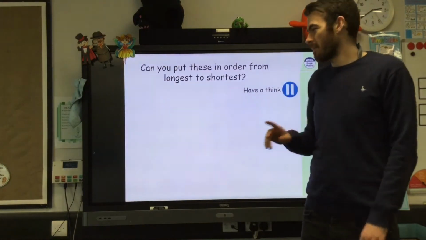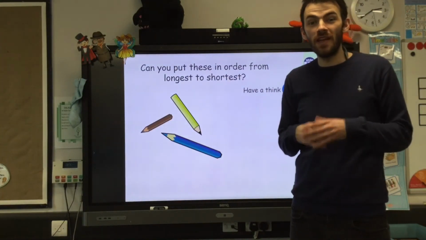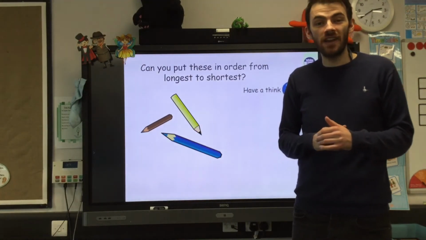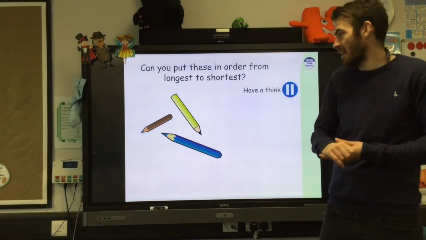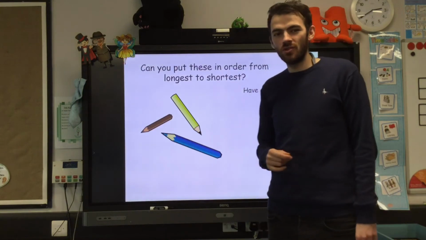Now I have an example for you. So here are 3 crayons. Now what I would love you to do, if you have crayons at home, is just choose 3 different crayons. If you don't, you can watch me and help me with my example. What we need to do is order these from longest to shortest.